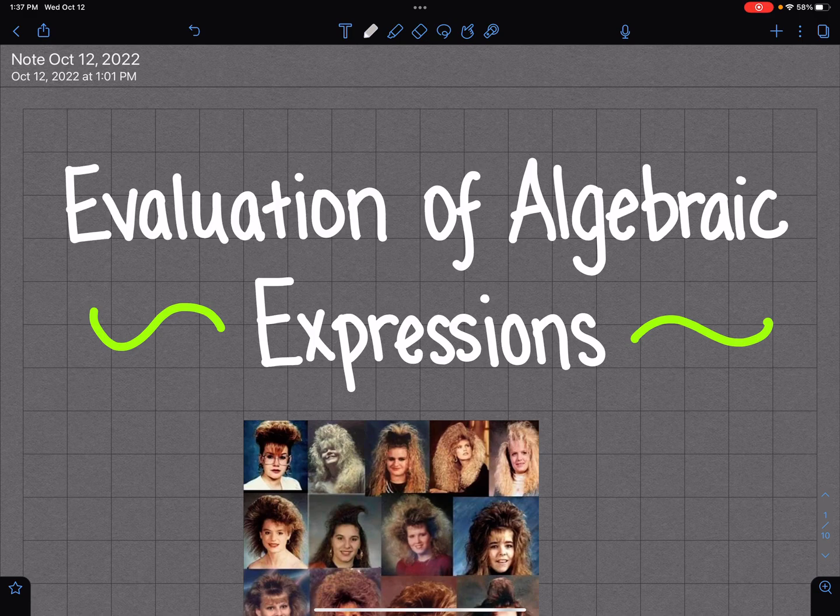Okay, here we go. Today we are going to talk about algebraic expressions. This is where it starts to get a little tricky, so this is where you really have to pay attention.